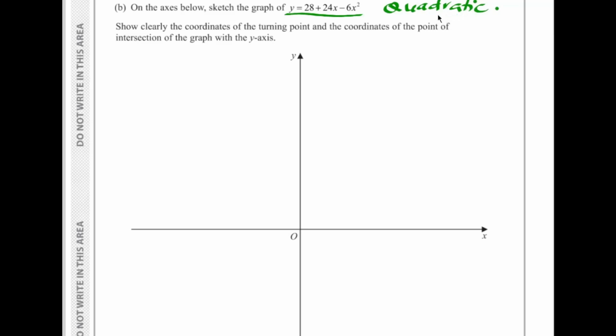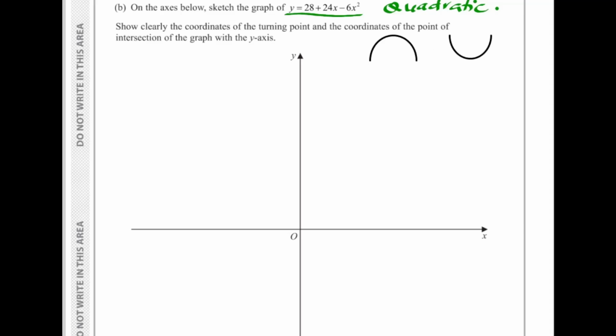If it is quadratic, there are two types of quadratic. When you check the number or the sign in front of x squared, in this case, it is minus 6x squared. Since it is minus 6x squared, the shape would be this way. So remember, if it is negative, we are sad, a sad face. If it is positive, we are happy, then it would be like this.